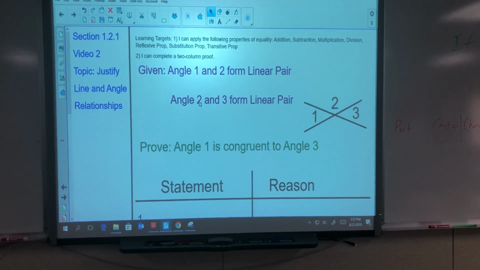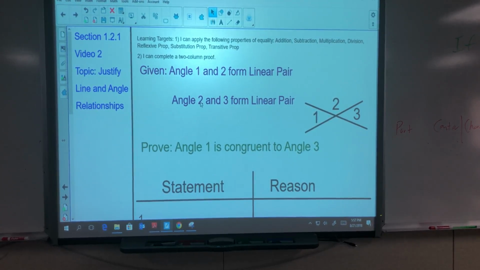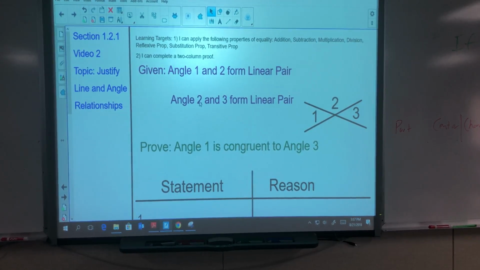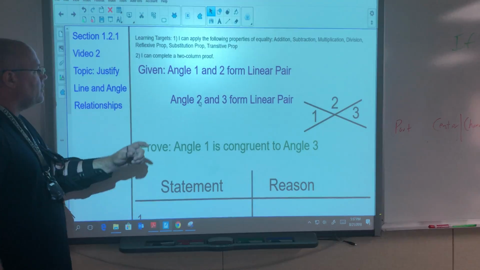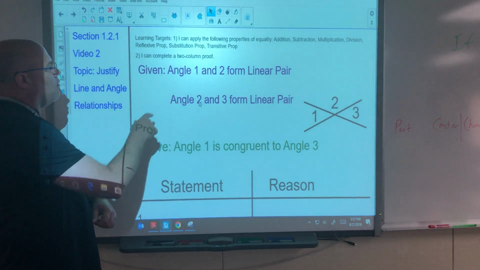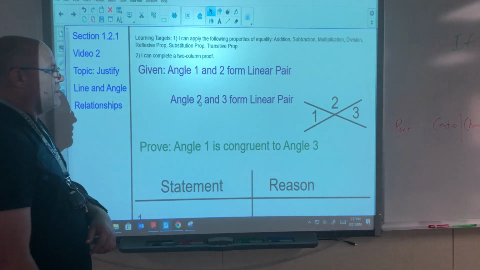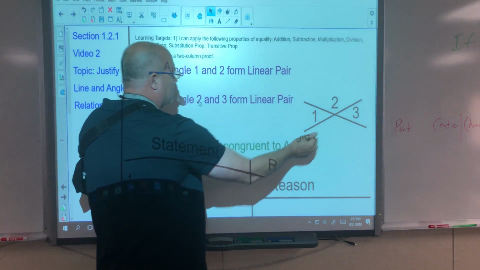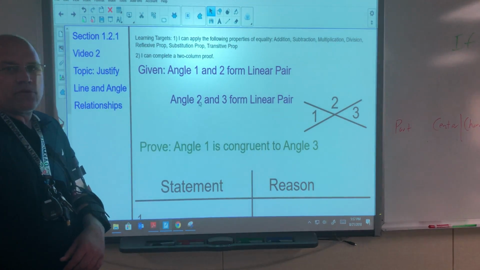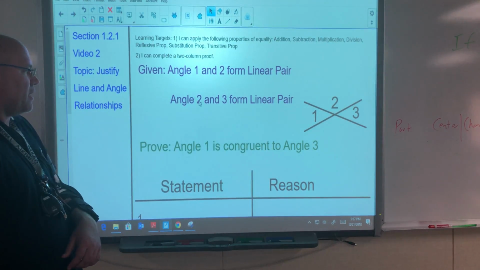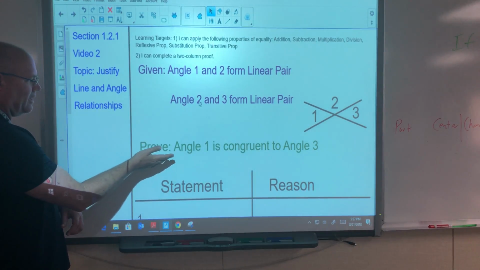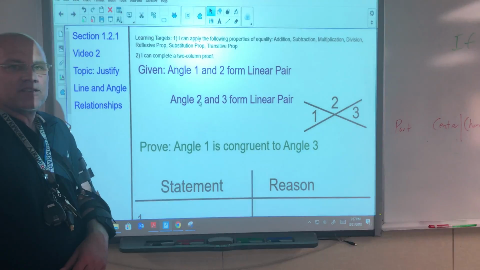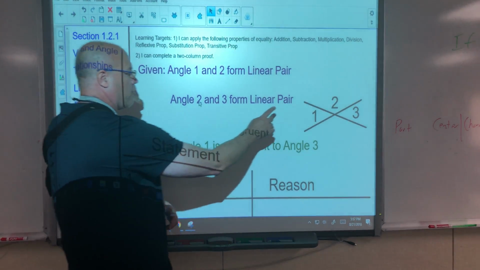This is video 2 of your 1.2.1 notes, same learning targets. We're going to do another proof. This one, we're given that angle 1 and angle 2 form a linear pair. We have a diagram as well. And angle 2 and angle 3 form a linear pair. What we want to prove is that angle 1 is congruent to angle 3.